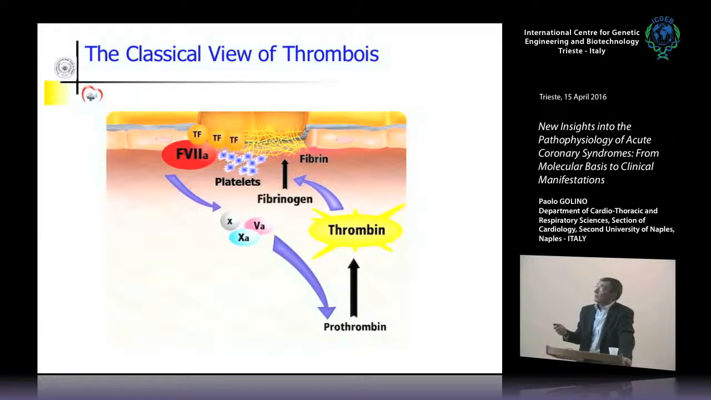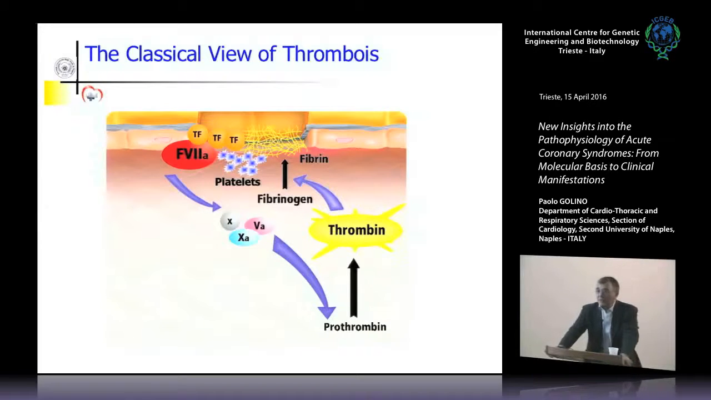So when tissue factor is exposed, it binds factor 7a from the circulation, and this complex can activate the other factors of the coagulation, basically factor 10 and factor 5, so that the prothrombin complex is formed, which finally is then responsible for the generation of the thrombin at the site of the injury.